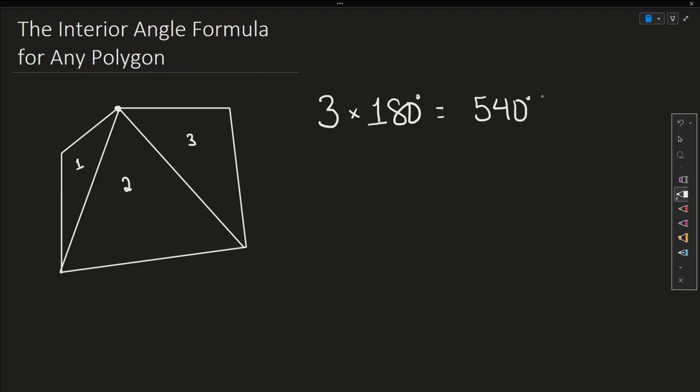And for this one, each angle of my triangles contributes to the angle sum of the pentagon. There's no central point that I need to remove. So the total interior angle sum is 540 degrees.